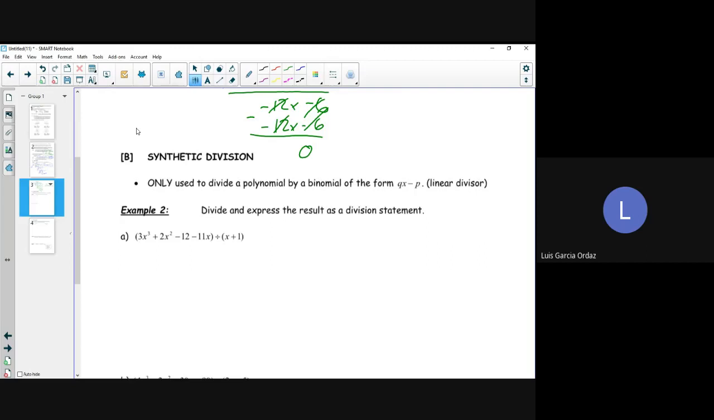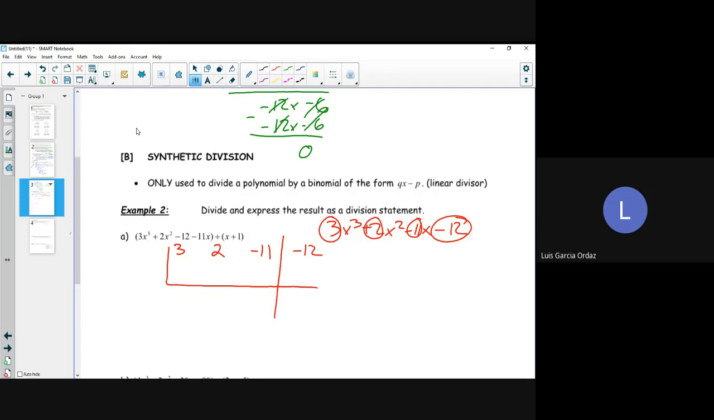So what we're going to do first, this is going to be our synthetic division box. It is flipped, basically. So on the inside, you want to write all the coefficients in front of the variable in order. So obviously, this is not in order yet. So in order, this would look like 3x cubed plus 2x squared minus 11x minus 12. So what we're writing on the inside is all the coefficients and their signs. So the first one we have is positive 3, positive 2, negative 11, and negative 12. What I like to do is draw a line at the end because this usually represents your remainder.